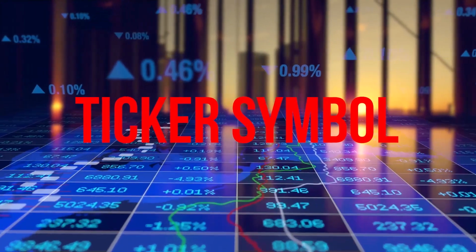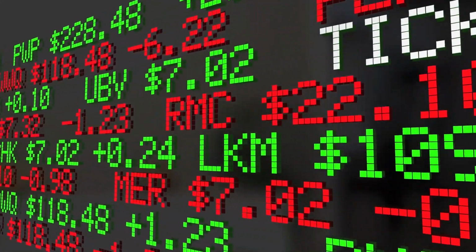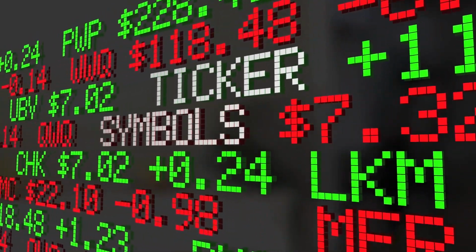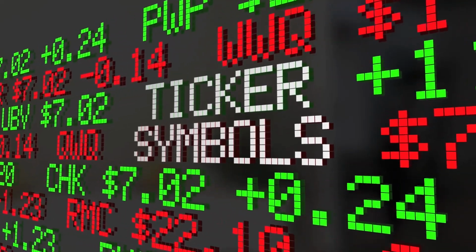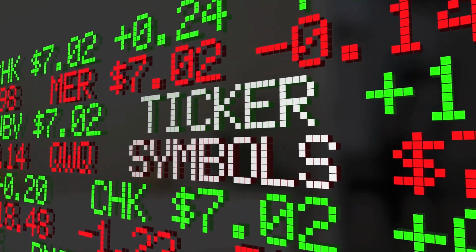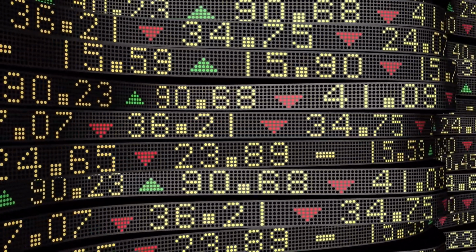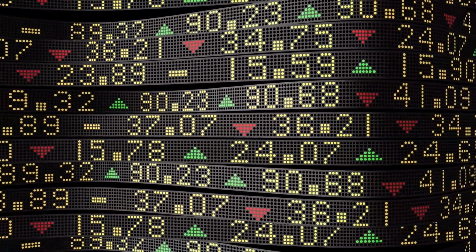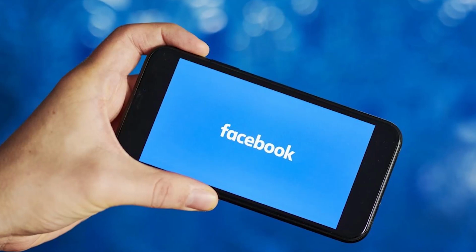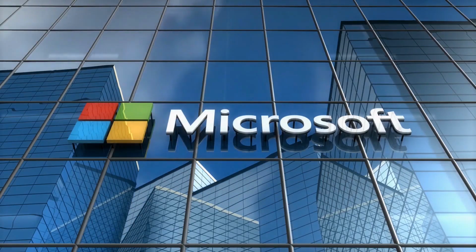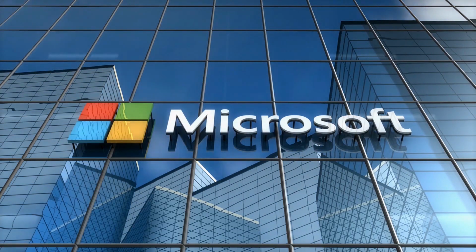Ticker symbol. A stock's ticker symbol is a set of letters, usually an abbreviation for the stock's name, that is used to identify that particular stock in the stock market. Ticker symbols usually range from 1 to 5 letters in length. For example, Facebook's ticker symbol is FB, and Microsoft's ticker symbol is MSFT.